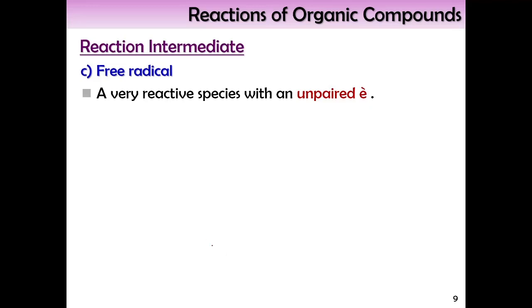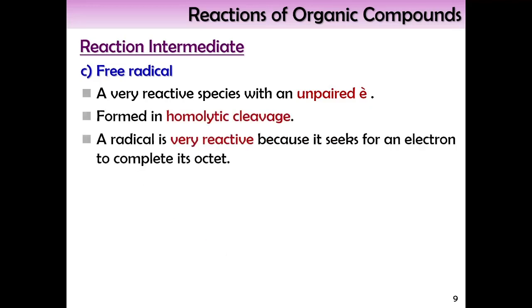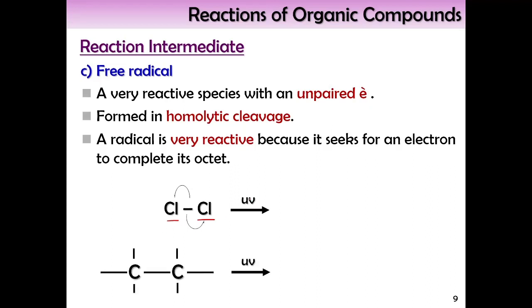Okay, free radical forms in homolytic cleavage. A radical is very reactive because it tries to find an electron to complete its octet. We can see here Cl and Cl. This one can form by homolytic cleavage because Cl and Cl have the same electronegativity, so it will break symmetrically. One electron is transferred to one Cl and one more is transferred to the other Cl with the presence of UV.